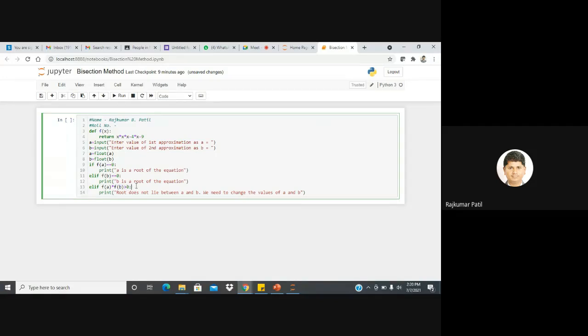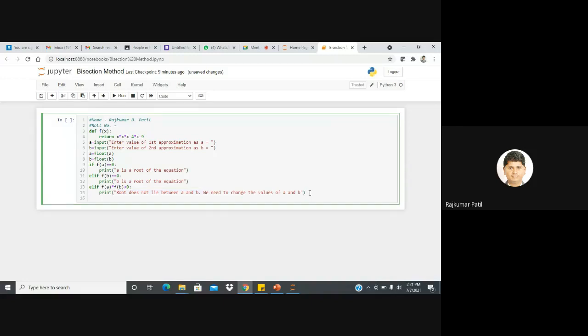If it is greater than 0, then we know that the root will not be between a and b. That's why we write this statement, root does not lie between a and b, and we need to change the values of a and b.